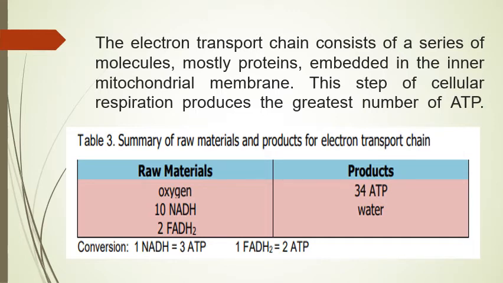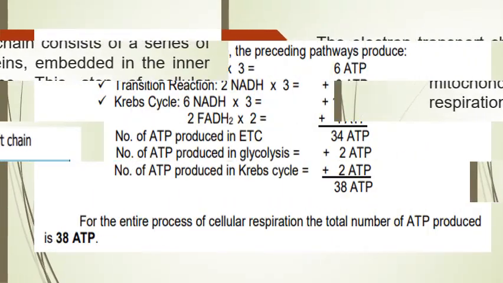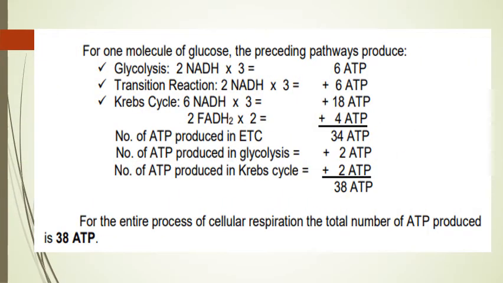Conversion: 1 NADH equals 3 ATP and 1 FADH2 equals 2 ATP. For 1 molecule of glucose, the preceding pathway produces: Glycolysis: 2 NADH times 3 equals 6 ATP, plus 6 ATP for the transition reaction, 2 NADH times 3. Krebs cycle: 6 NADH times 3 equals 18 ATP. 2 FADH2 times 2 equals 4 ATP.